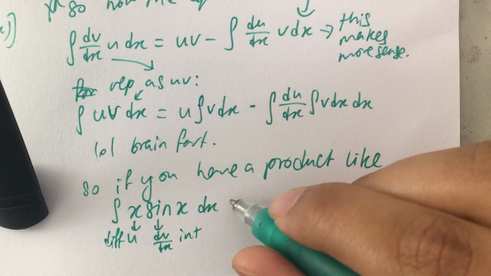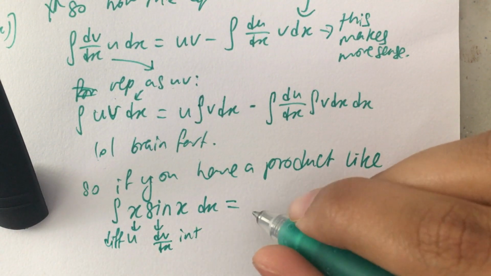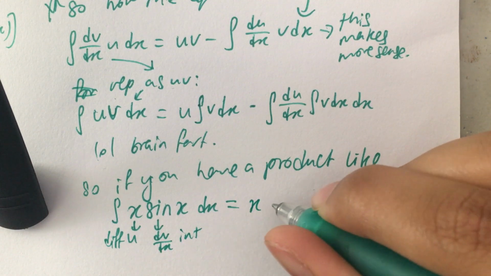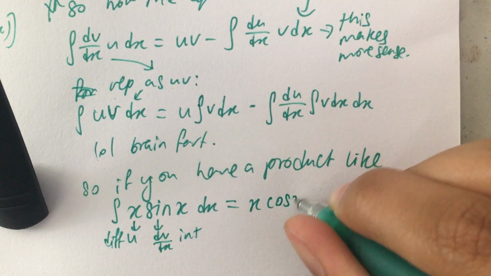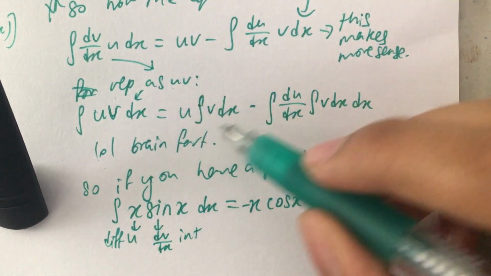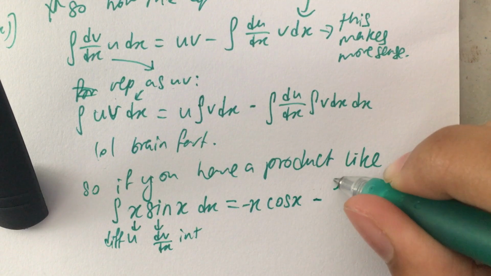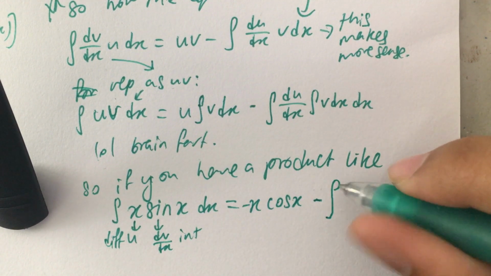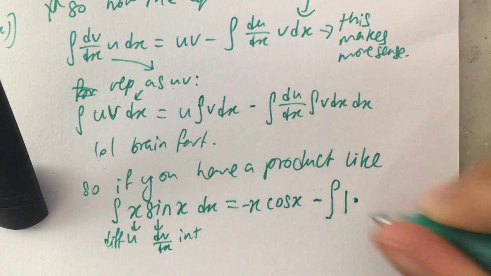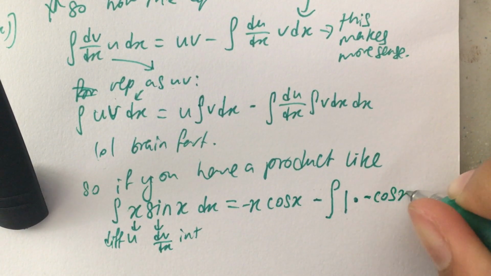So you must differentiate the x and make it 1. In order to differentiate, that will become the u, I guess, and sine x will be the dv or dx. Yeah, I prefer putting it that way. So you would then get to this.